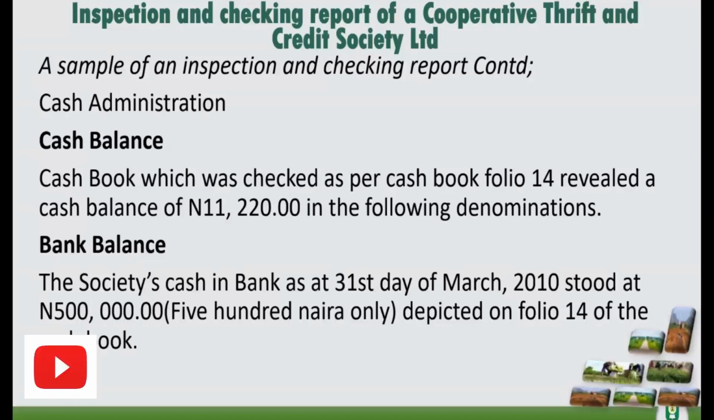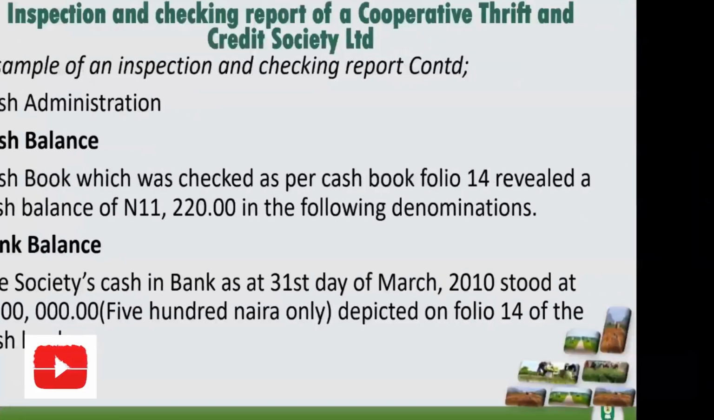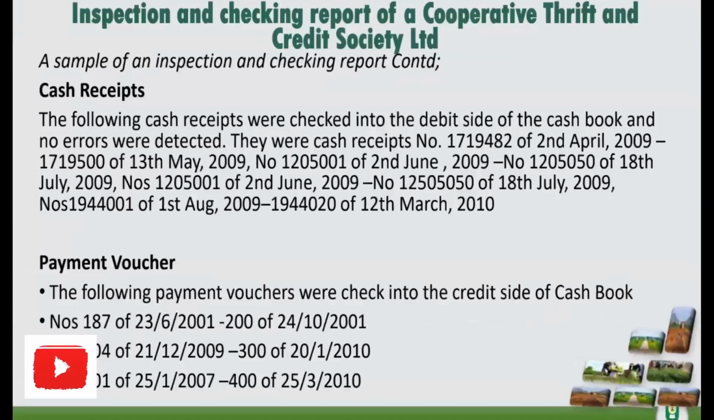So your report continues. Cash receipts, you move to cash receipts. The following cash receipts were checked into the debit side of the cash book and no errors were detected. So you see this sample of an inspection and checking report. These are the subheadings you should have. So if you are sent to the field, do well to follow this prototype. You mention the different dates, the different receipt numbers, and so on. Then under payment vouchers, the report goes like this: the following payment vouchers were checked into the credit side of the cash book.